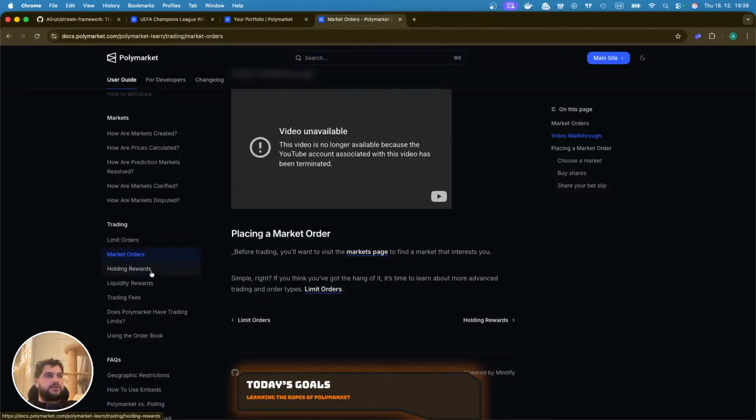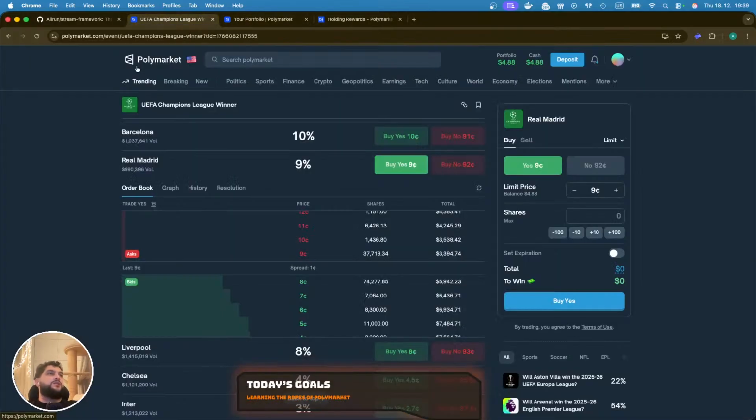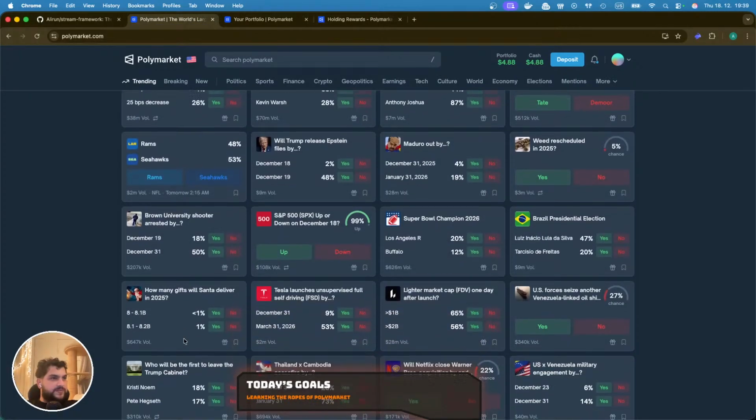Okay, market orders are clear. Holding rewards. What are we doing? To keep long-term pricing accurate, we are paying 4% annualized holding rewards based on your total position value in certain Polymarkets. Yeah, this is what I saw here actually. There is a sign.